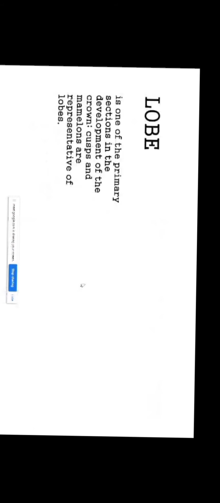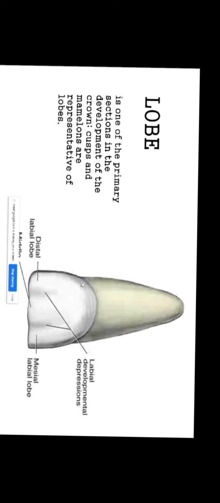Next, a lobe is one of the primary sections in the development of the crown. Cusps and mamelons are representative of lobes. This is one lobe. That's why we call it the medial lobe. We have the middle lobe and we have the distal lobe.